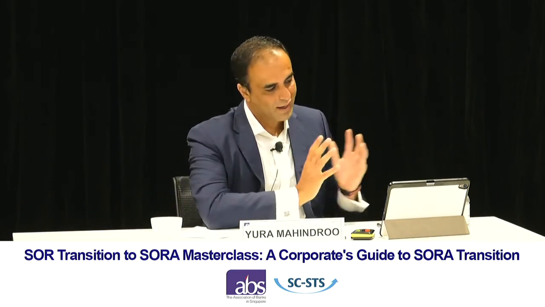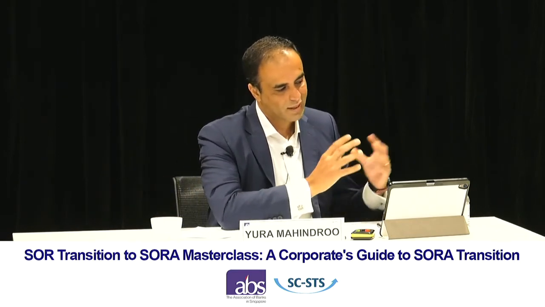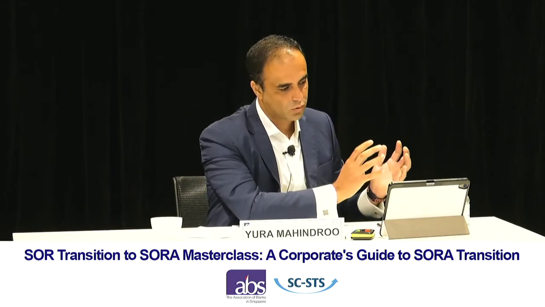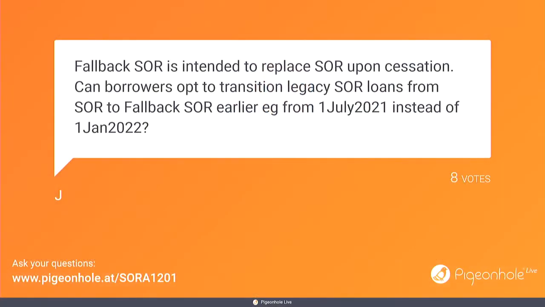So sticking with fallbacks, there was a question on fallbacks again. Fallback SOR is intended to replace SOR upon cessation. Can borrowers opt to transition legacy SOR loans from SOR to fallback SOR earlier? So rather than wait till December, can we go 1 July 2021? It's a great question. Jonathan, perhaps to take this one?